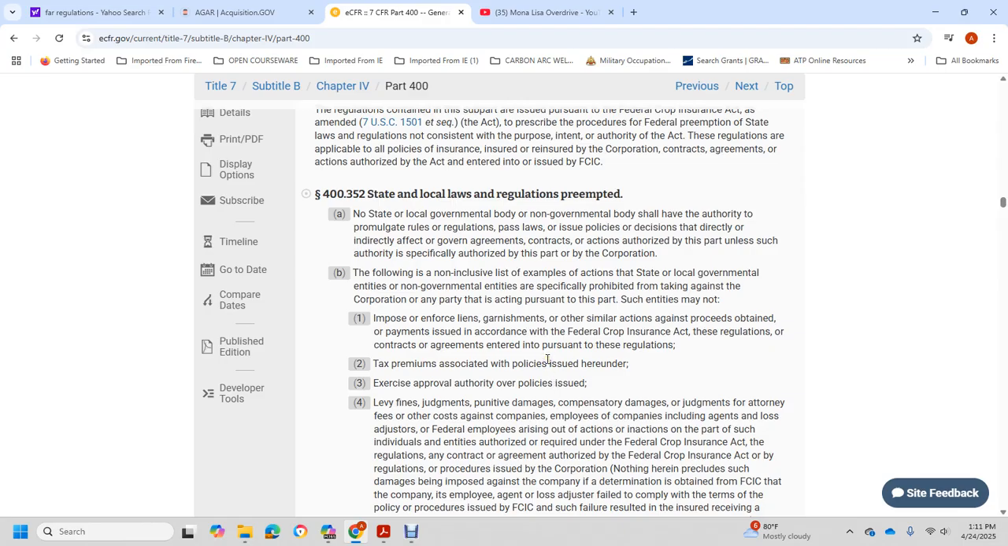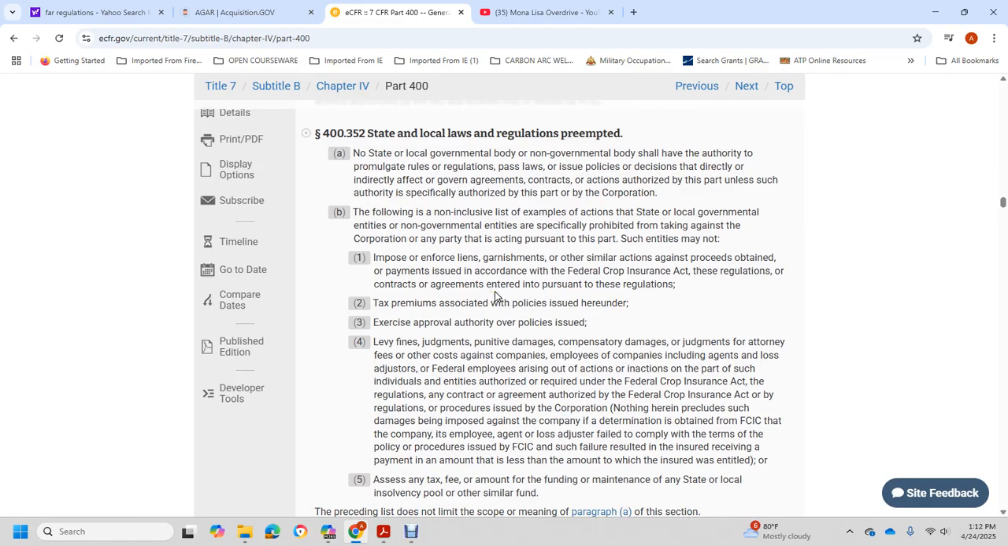The following is a non-inclusive list of examples of actions that state and local governments, individuals, and non-governmental entities are prohibited from taking against the corporation or any party acting pursuant to the subpart of this part, such as imposing enforcement, garnishment, and other similar acts to proceed to obtain payment, except as included in accordance with the Federal Crop Insurance Act, these regulations, contracts, and agreements. Tax premium associated with the policy issued hereunder, except with approval of the other policy issued.